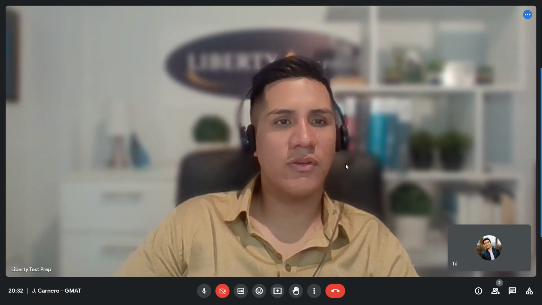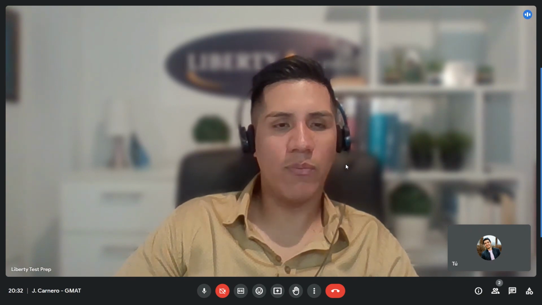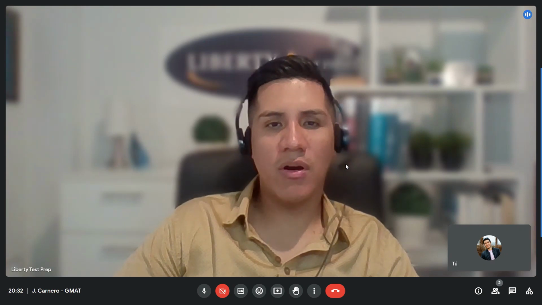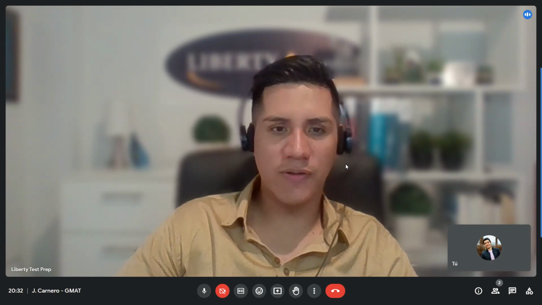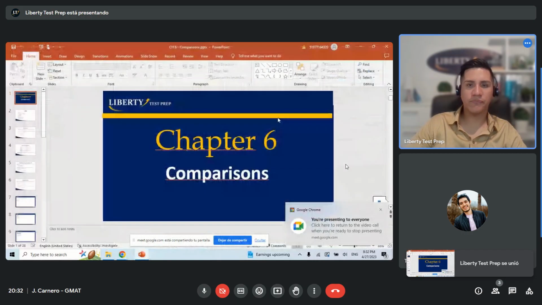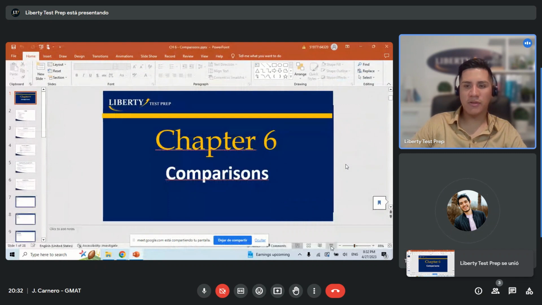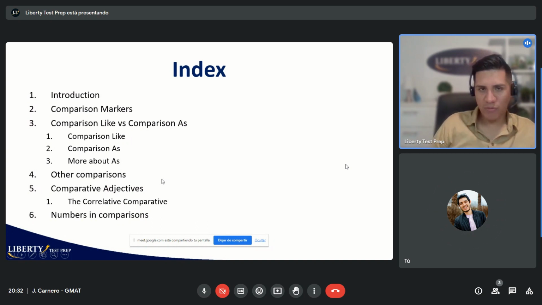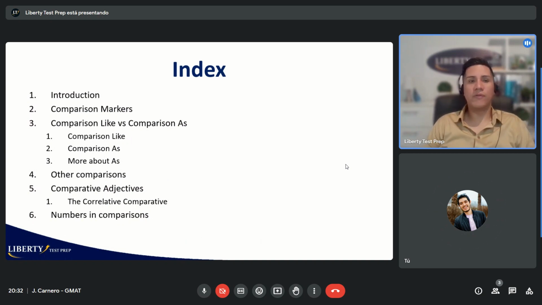GMAT, quantitative. We've got verbal here, sentence correction, theory, comparisons here. Perfect. So what are comparisons about? It's a very important topic. Comparisons are basically part of parallelism. That's an important thing we have to understand. So all of this theory is part of the parallelism section, so we're going to apply parallelism with comparisons.